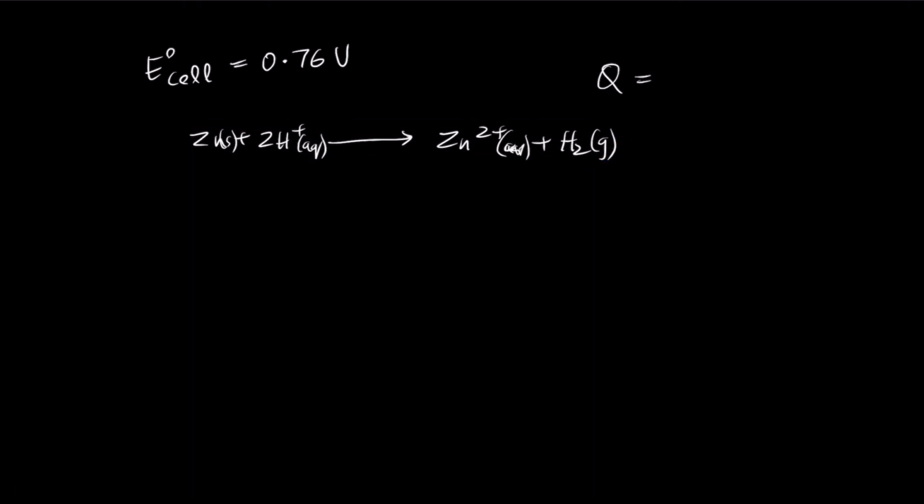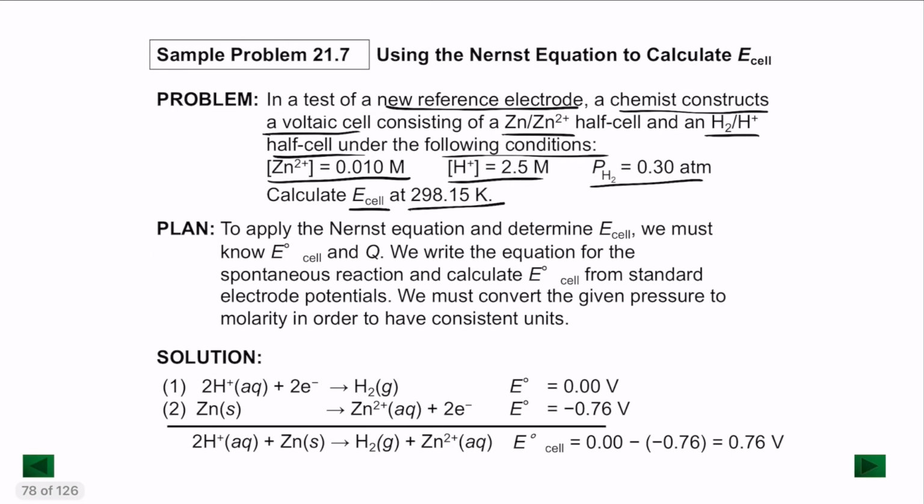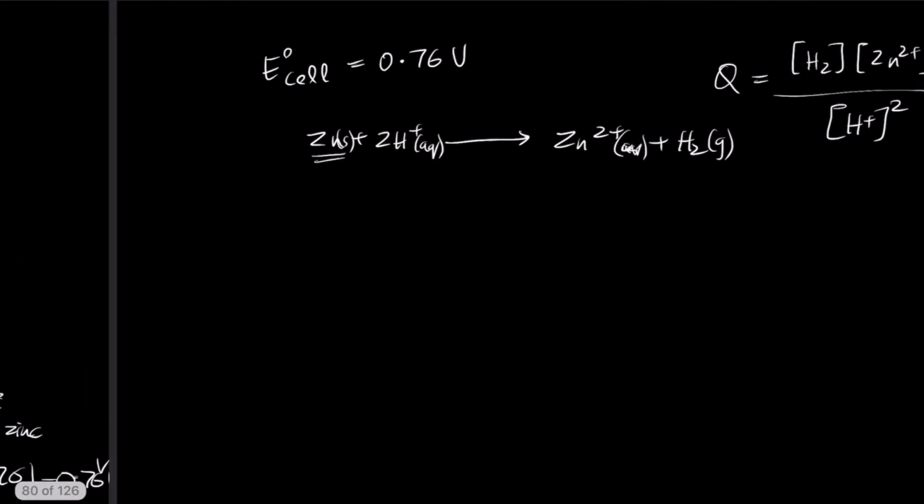So the Q value can be written as the concentration of hydrogen times the concentration of Zn2+ divided by the concentration of H+ squared. Notice here the zinc is a solid, so it is not considered in the reaction quotient formula. Now we have all the values. They have given us the concentration of Zn2+, which is 0.010 M, and the concentration of H+, which is 2.5 M.